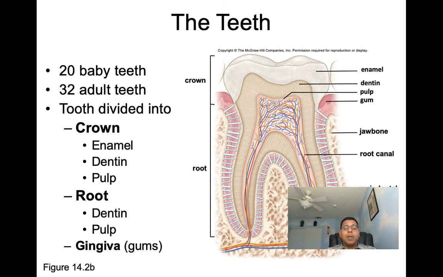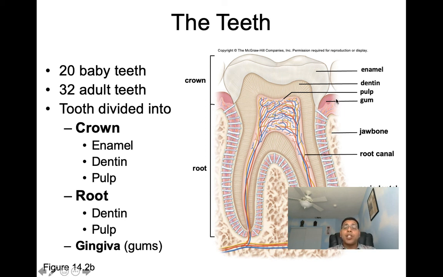The gum tissue is also called our gingiva. You can see it surrounds the tooth and it forms a tight seal around the tooth. Bacteria is going to be responsible for causing dental caries or dental cavities, I'd like you to know about.